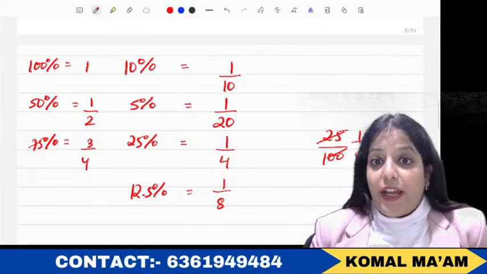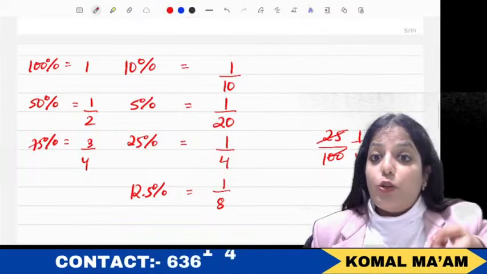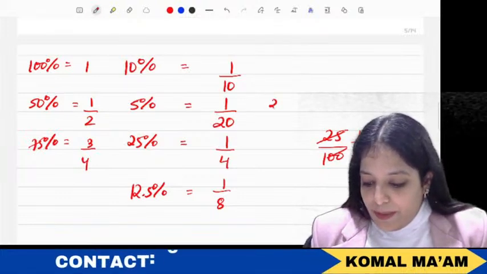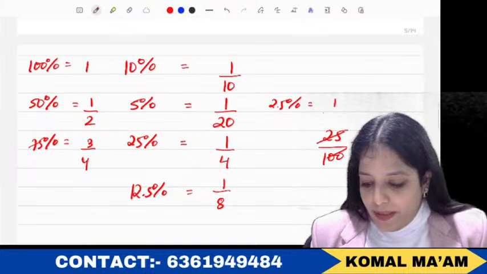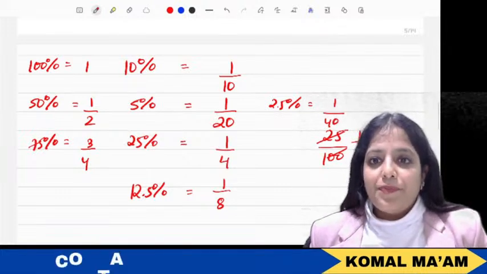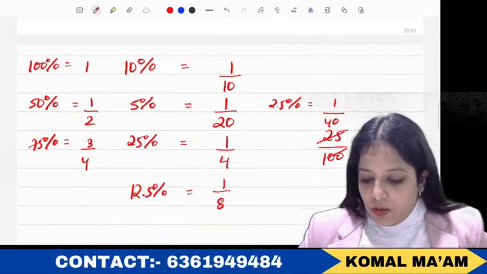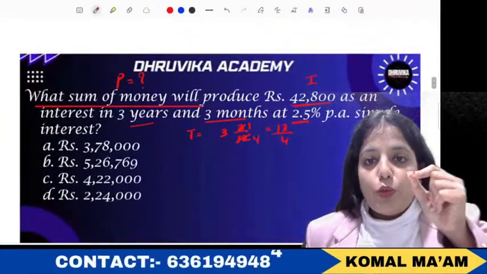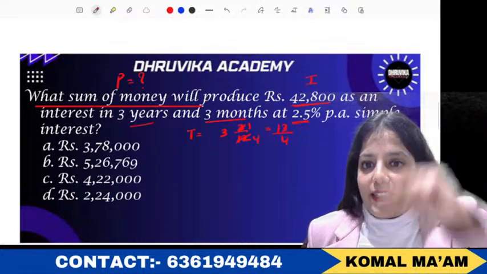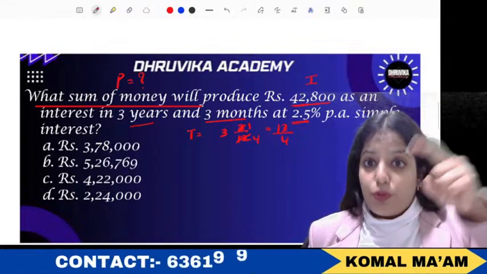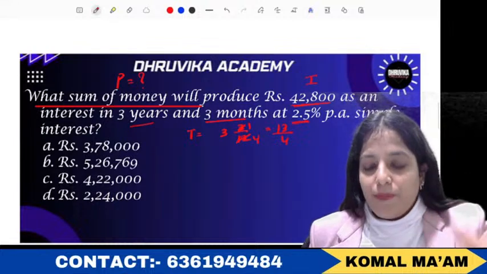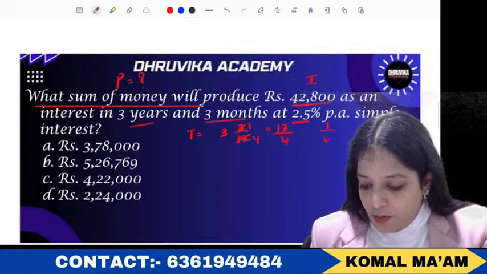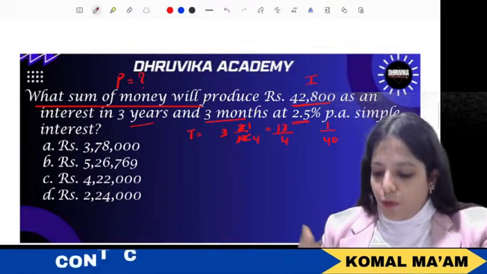So 5% is 1 by 20. Now 2.5% is half of 5%. So it will definitely be how much? 1 by 40. Agree, guys? So in the previous question you have been given the rate as 2.5%. You can directly write it as 1 by 40 if you remember the fraction. So 2.5% I'll write as 1 by 40. That will help me solve the question very quickly.